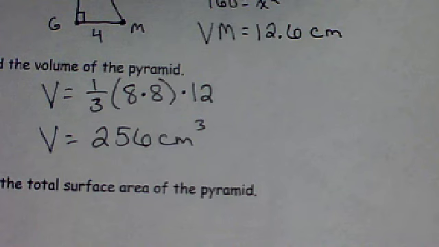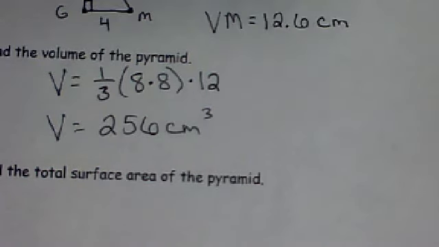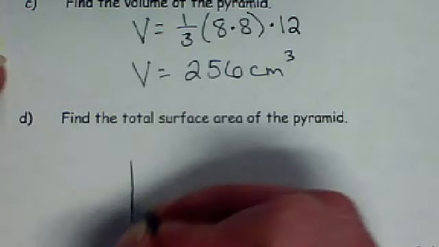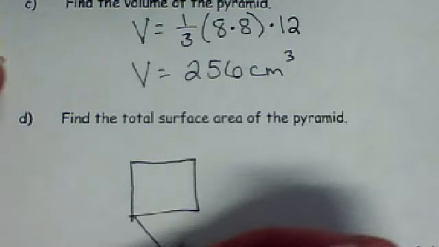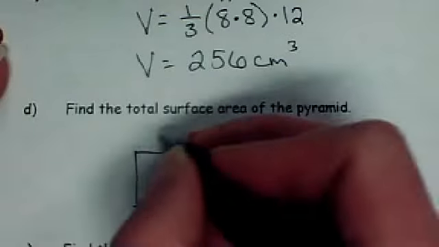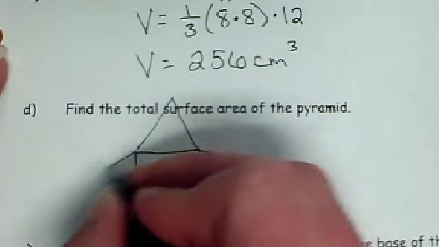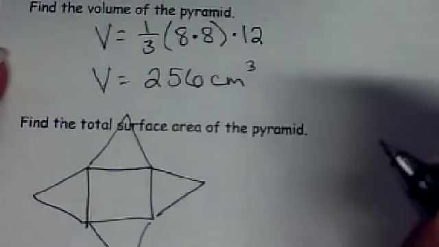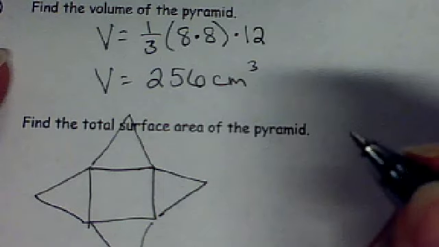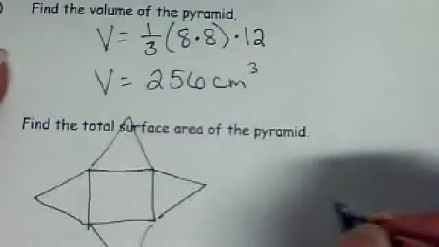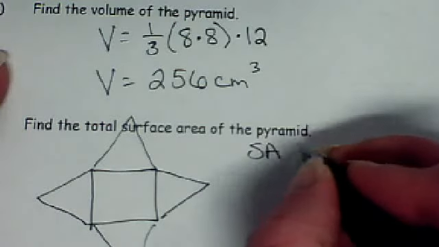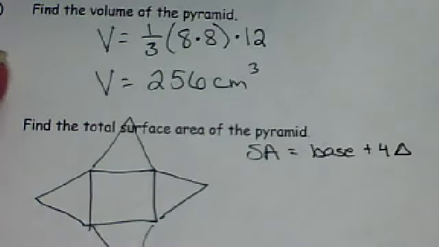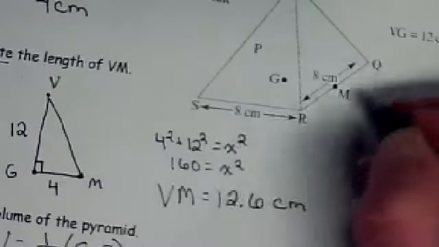Surface area of the pyramid. Okay, so now we need to think about breaking that thing apart. So what if I broke it apart and looked at what all I had? I've got these 4 triangles that come off there. Now all 4 triangles are the same. And then we have the base. So it's the base plus 4 triangles. Well, we know the base. That's easy. 8 by 8.